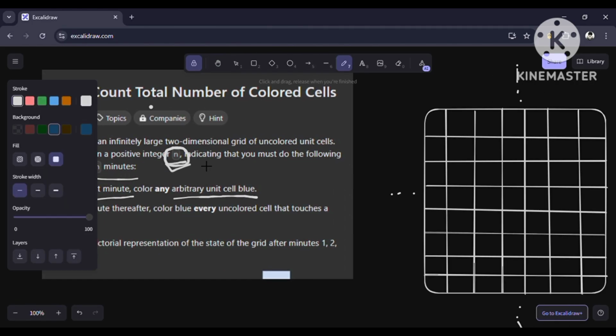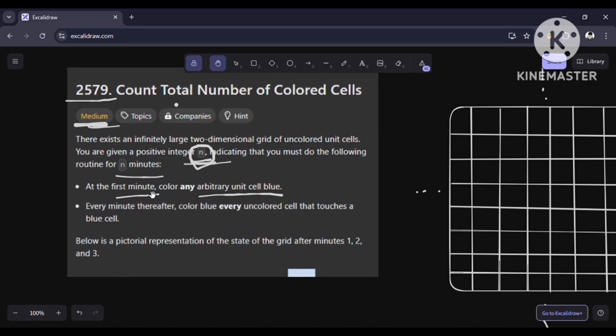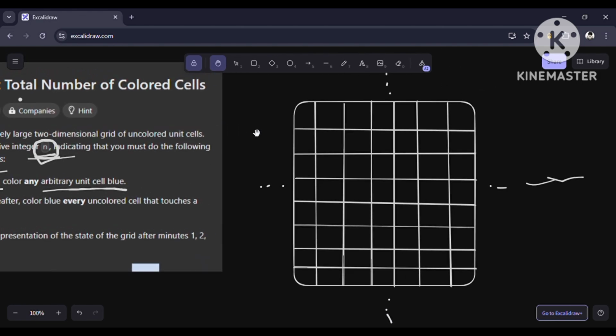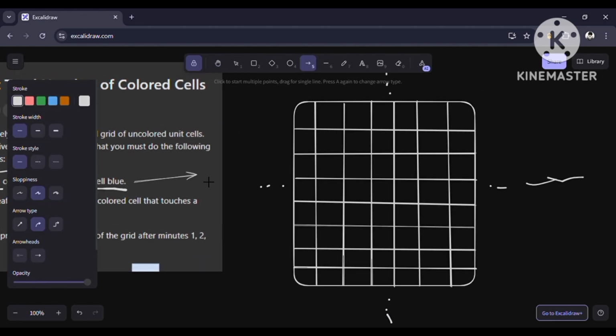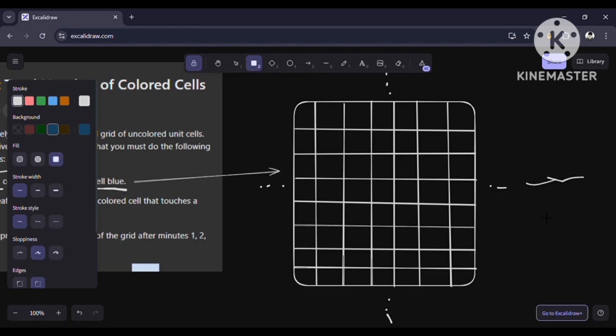This is the positive integer you are given, indicating that you must do the following routine for n minutes. So this is the time you are given, and at that time what you have to do, at the first minute color any arbitrary unit cell blue. So the meaning of this line is to color any arbitrary cell blue. Suppose I am choosing this cell and I am coloring this cell as blue.